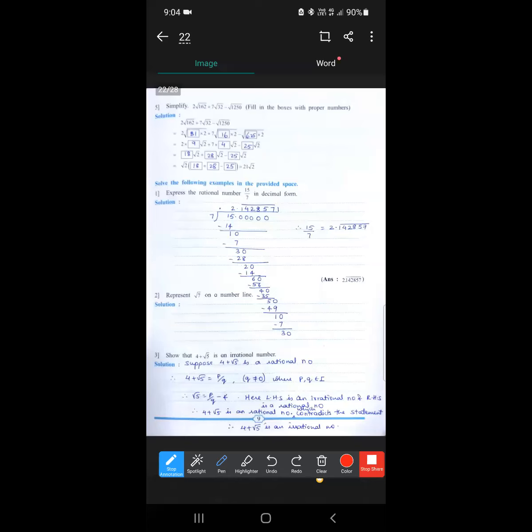So here, if you see the first question: express the rational number 15 upon 7 in decimal form. Now 15 upon 7 is a rational number. You know the definition of the rational number. Rational numbers are of the form P upon Q, where P and Q belong to integers and Q is not equal to 0. This is the definition of the rational number.